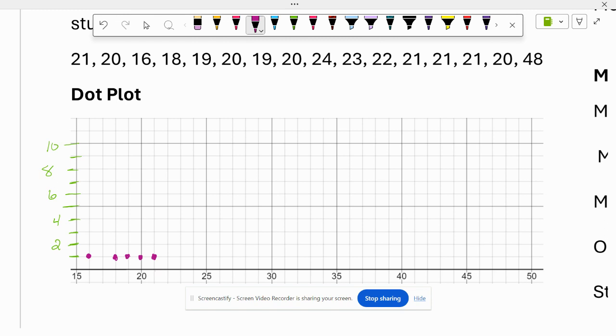Okay, I think I left off with 19. I'm going to go back to 20 again. So now I'm doing 20 and 2, 19 and 2. 20 is now the 3rd time I'm putting a 20 up there. 24, 23, 22, 21, 21, 21, 20. And then I think I go all the way out to 48.